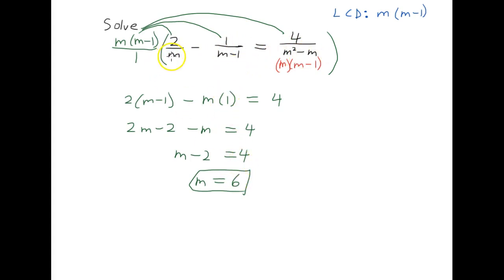Right? 6 would be here. We'd have 5 here. 6 minus 1 is 5. And here we'd have 36 minus 6, or 30, in this denominator. So it does not make a denominator 0. So you always have to check that when you're solving a rational equation. So that's it. Our solution is m equals 6. I hope that helps.